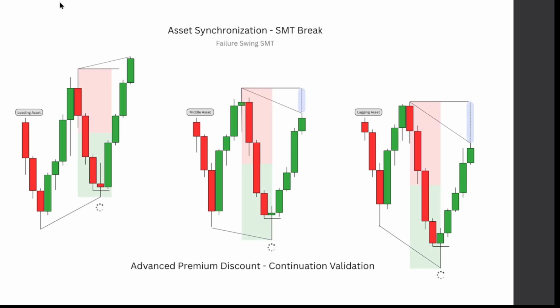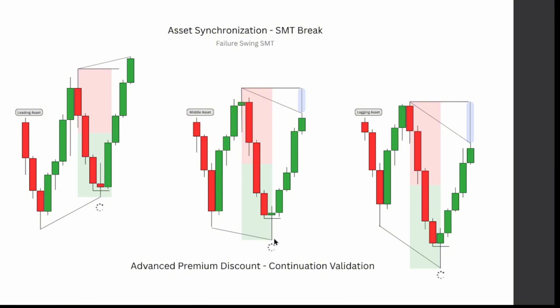So the technique that we use to be able to anticipate whether the SMT is going to work or fail is the advanced premium and discount. So over here you can see we have the SMT, right? This two-stage SMT taking place, which is a true reversal, and then price then trades to the objective. So what you want to do is you take your fib or whatever tool you're using from the low all the way to the high of the objective that the leading asset has taken out, and you do the same thing for the middle and the lagging asset, right?